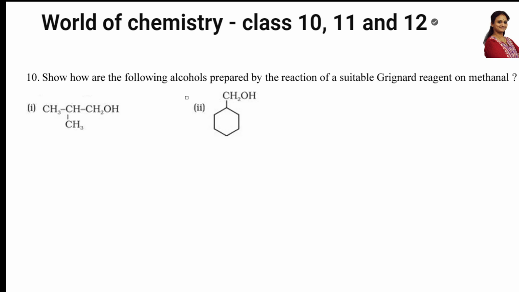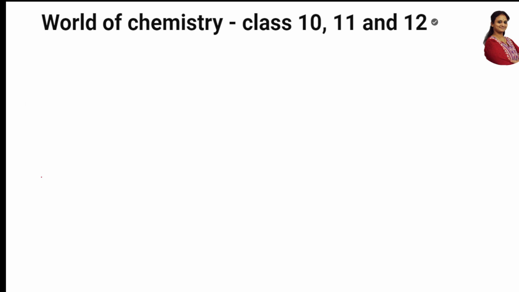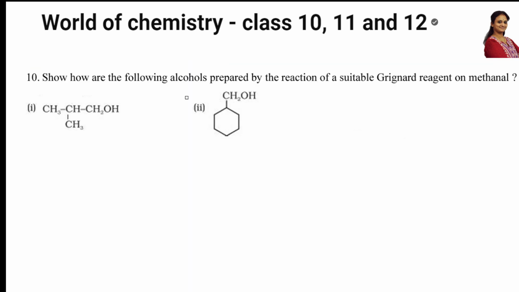Next question. Show how the following alcohols are prepared by the reaction of a suitable Grignard's reagent on methanol. So they're asking how the following alcohols are prepared by the suitable reaction on methanol. I have one page here, I can take that. See, they said you're going to take methanol. Methanol.